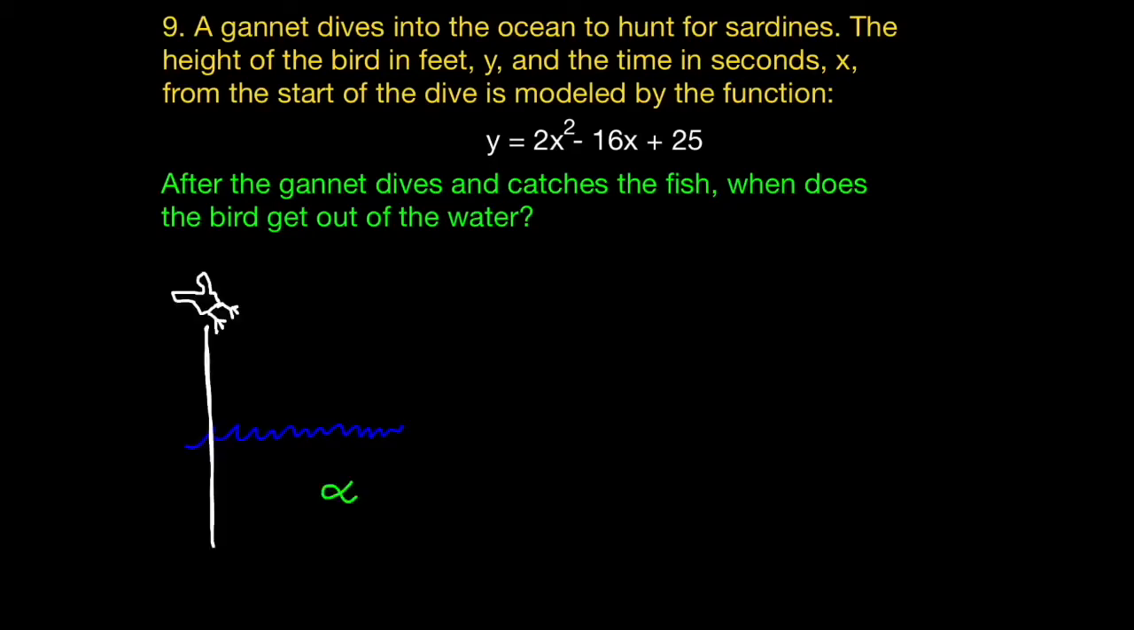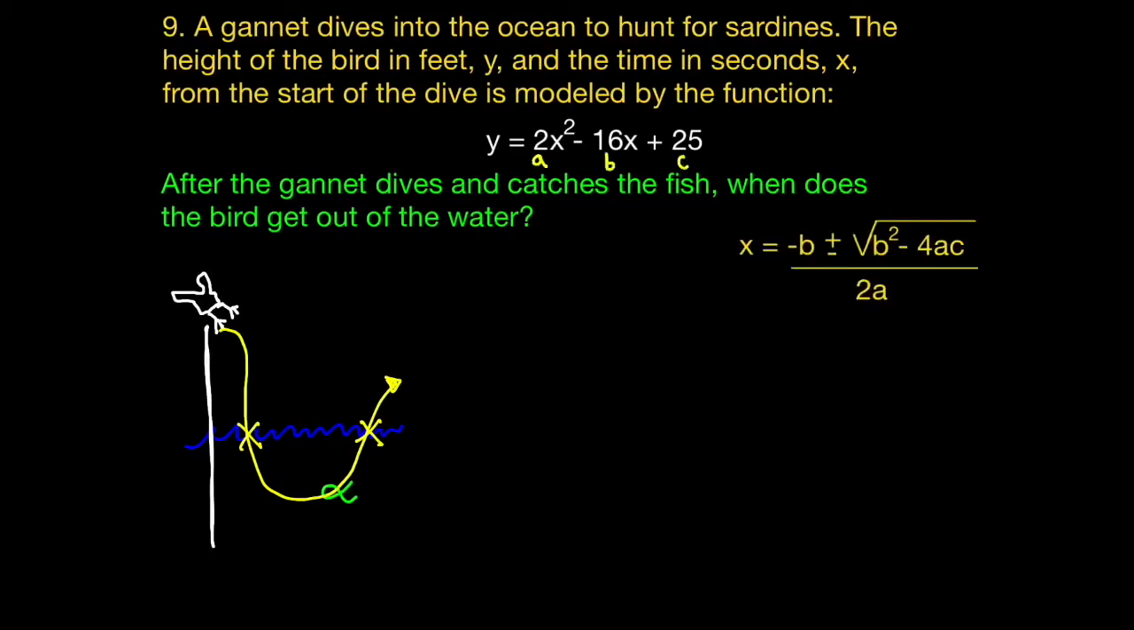So here's the scenario. We have a gannet and it spots a fish swimming underwater. So the gannet decides to dive and catch the fish, and then it gets out of the water. So this problem is asking for the time that the gannet got out of the water. So we're going to be trying to find the x-intercept. Now, if we proceed by doing the quadratic formula, we're going to get 2 answers, but we're going to disregard the smaller one since the bigger one is going to represent the bird getting out of the water.